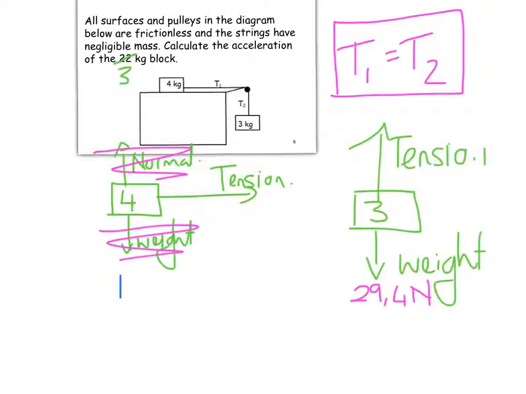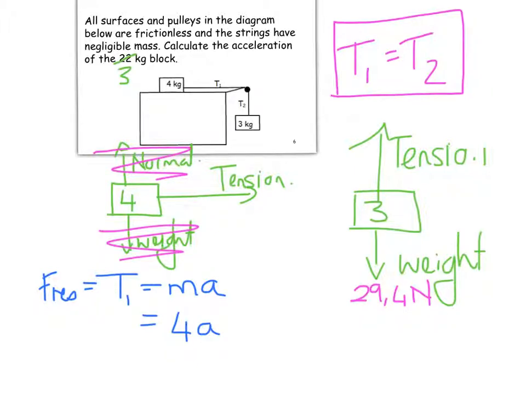The net force, there's only one force, tension. So the force resultant is the tension, which must be equal to the mass times the acceleration of that block. The mass of that block is 4 kilograms. I don't know its acceleration. And the tension is T1.